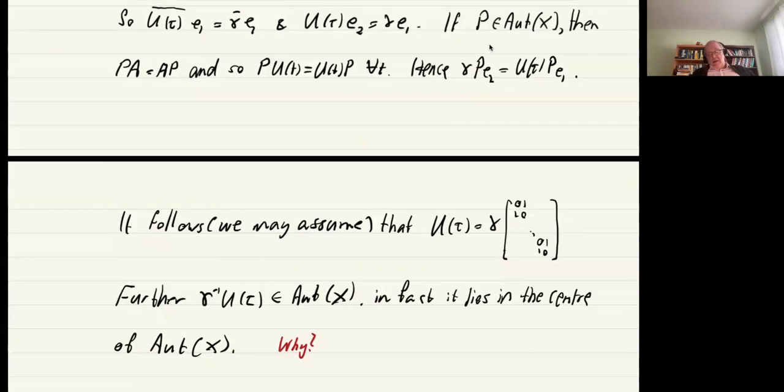The other thing is that since this is in the automorphism group of X, it's an automorphism, but any automorphism of X commutes with the adjacency matrix, and U(tau) is a polynomial in the adjacency matrix, so any automorphism of X commutes with U(tau). And more generally, it commutes with this matrix. So this is an automorphism of the graph, and it commutes with every automorphism, so it lies in the center of the automorphism group. So it's in the automorphism group. In fact, it's in the center of the automorphism group.